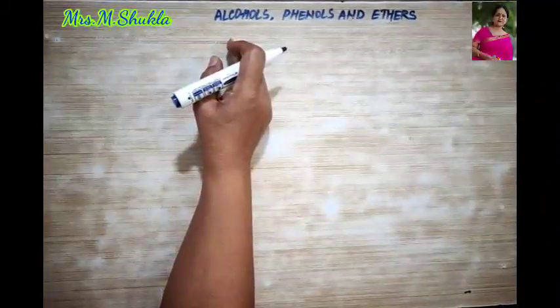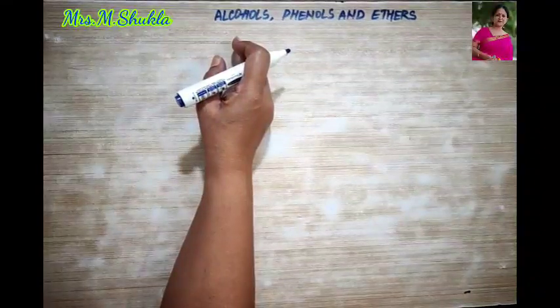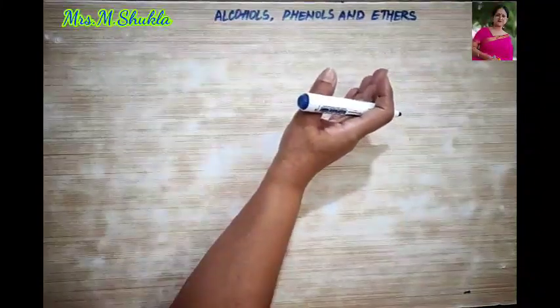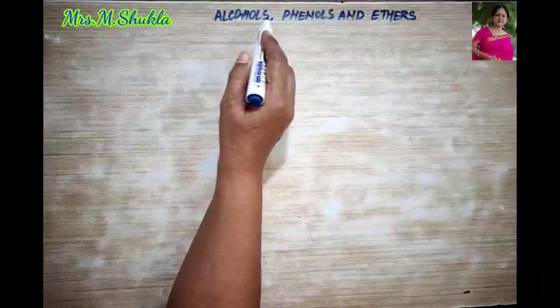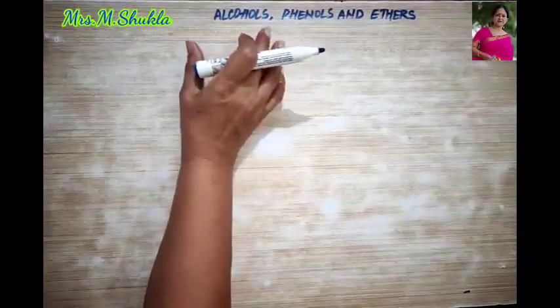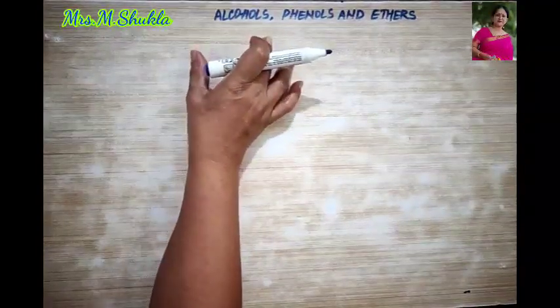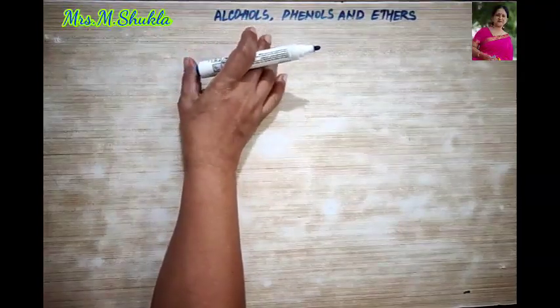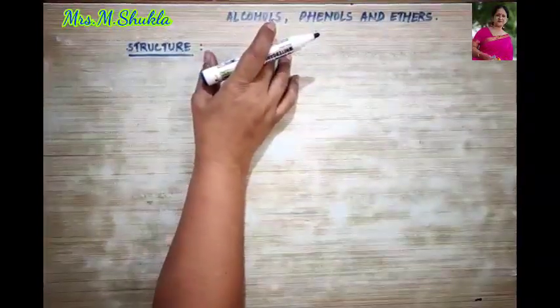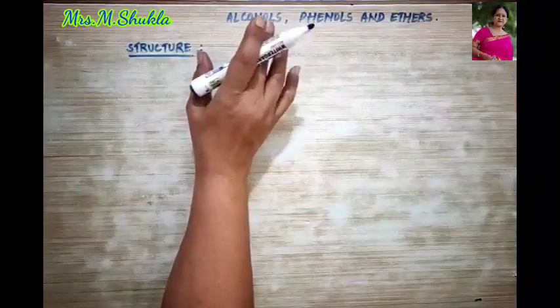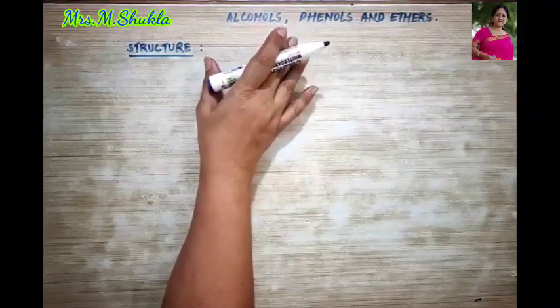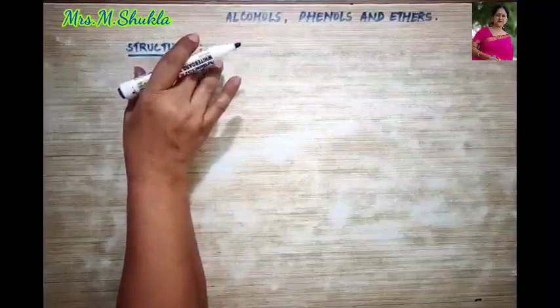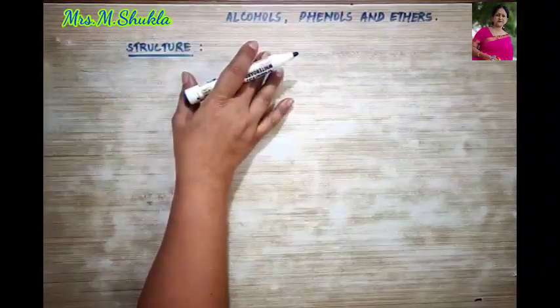So we had already begun with this new chapter, alcohols, phenols and ethers, where we had begun with alcohols. In the last video we had studied what alcohols are and how they are classified. Today in this video we are going to talk about the preparation of alcohols, but before that let us study the structure of alcohols.